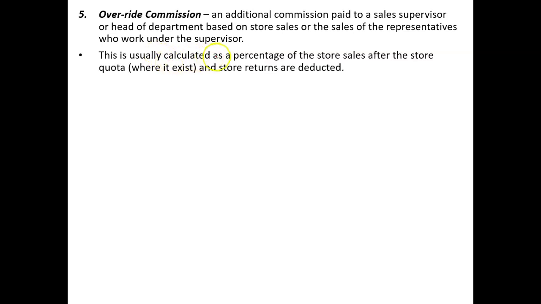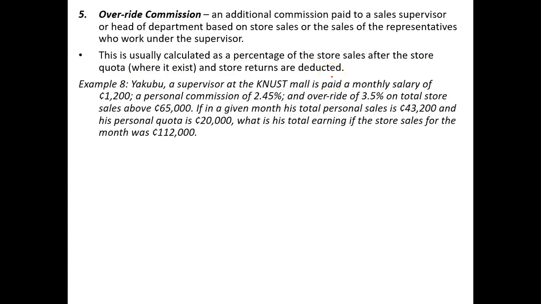This is usually calculated as a percentage of the store sales after the store quota, where it exists, and store returns are deducted. Now let's take this example. Yakubu, a supervisor at the KNUST Mall, is paid a monthly salary of 1,200. So this is monthly salary, 1,200. Now a personal commission of 2.45% and an override of 3.5% on total store sales above 65,000.